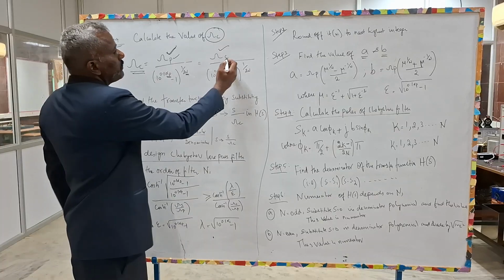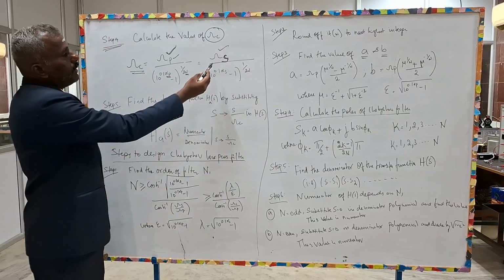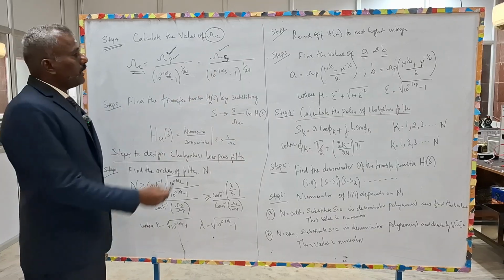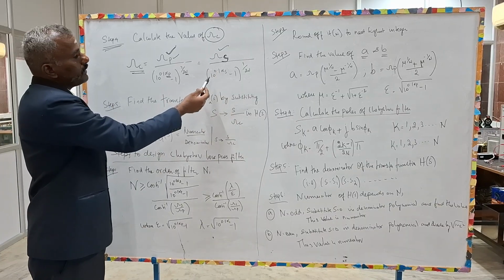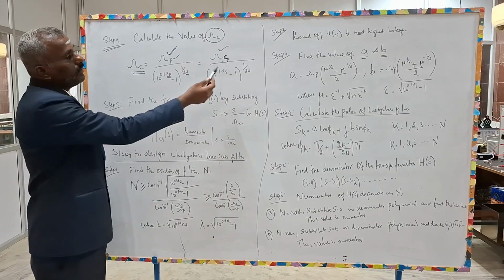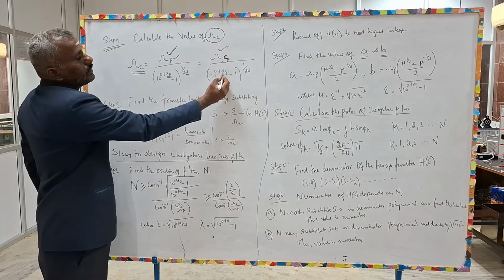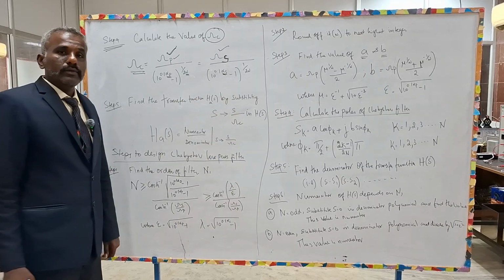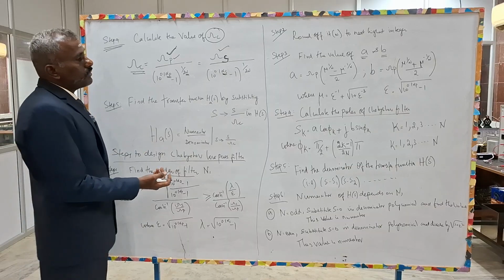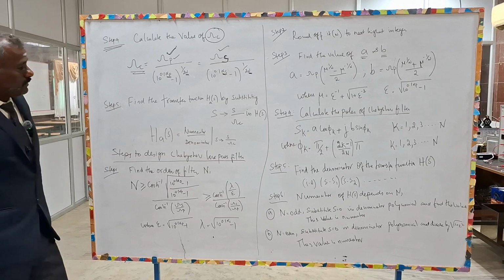If the stopband frequency is given, then another formula applies, that is Ω_s divided by (10 to the power of 0.1 α_s minus 1) whole power 1 by 2N, where α_s is the stopband attenuation constant and N is the order of the filter.